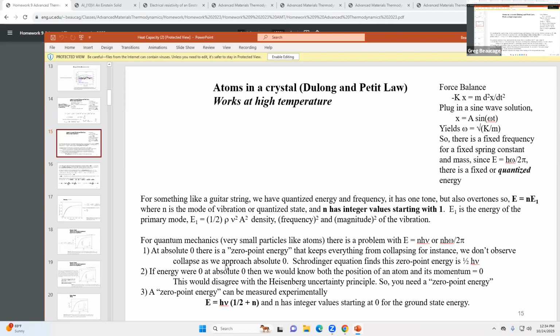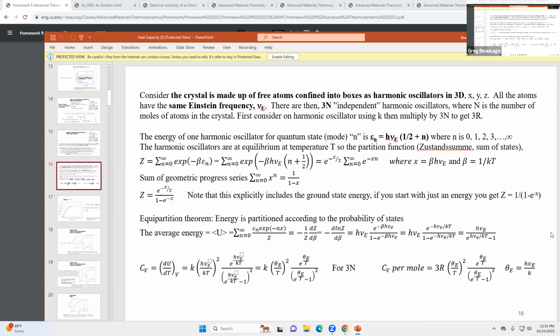minus energy over kT is the Boltzmann factor, right? There's only one energy, so you're going to sum all those small energies. Here's the average energy. This is the total average energy, and this is the energy for each mode, which is h nu times one-half plus n. So you take the energy for each mode and plug it in here. You normalize by this sum of states.